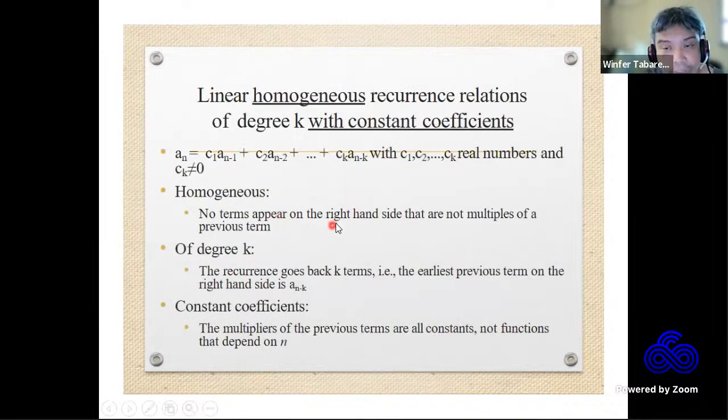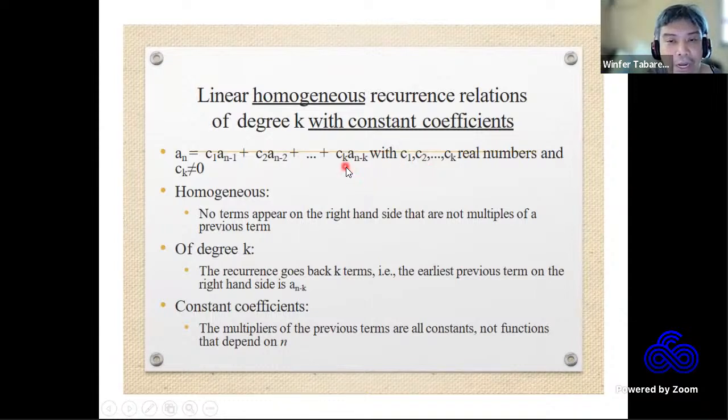It's homogeneous because there are no terms on the right hand side that are not multiples of the previous terms. Meaning we don't have something like a plus 2 constant here, or a plus an expression involving n or some other variables.